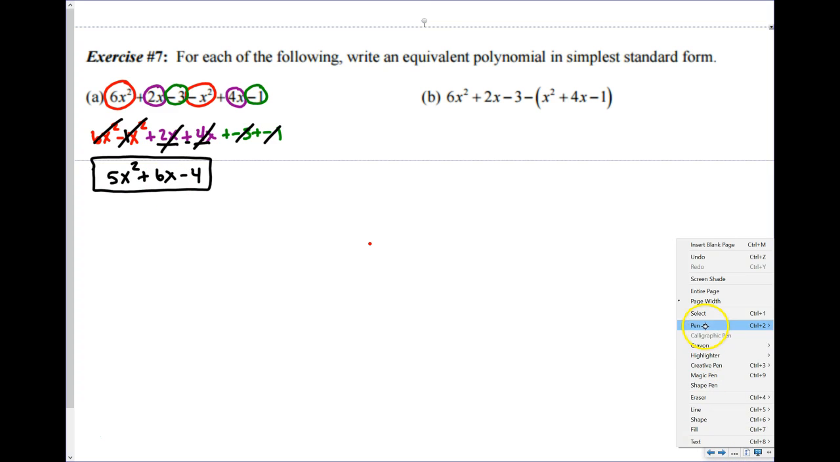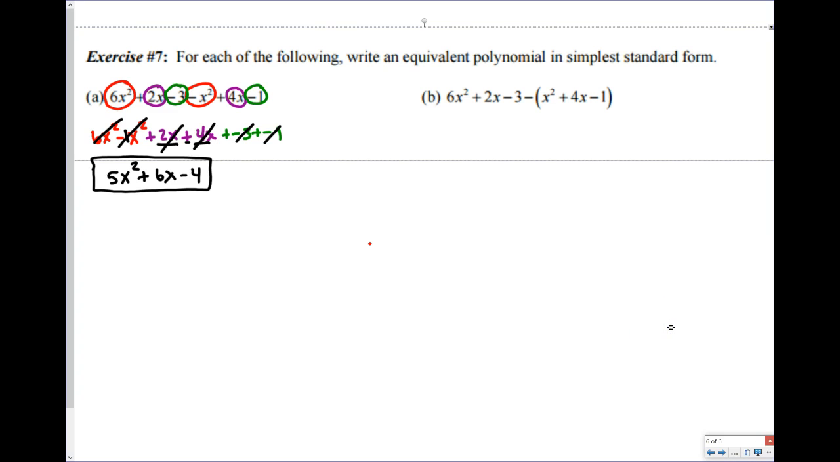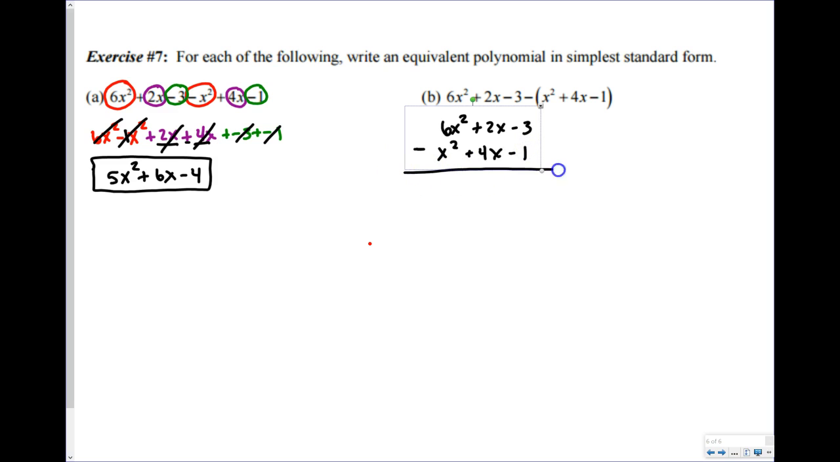All right? For this last one, we have to be kind of careful because when I rewrite this, I'm actually doing 6x squared plus 2x minus 3 minus this entire thing in parentheses. So it's x squared plus 4x minus 1. And now I've got to rewrite it carefully. So this becomes 6x squared minus x squared plus 2x minus 4x. And then plus negative 3 minus negative 1. Now I'll rewrite.